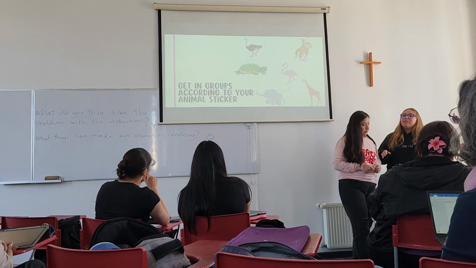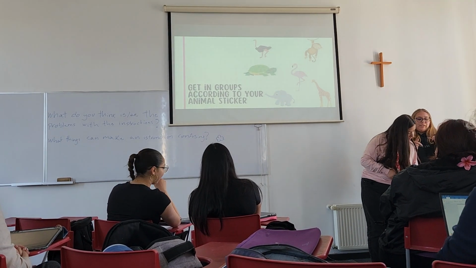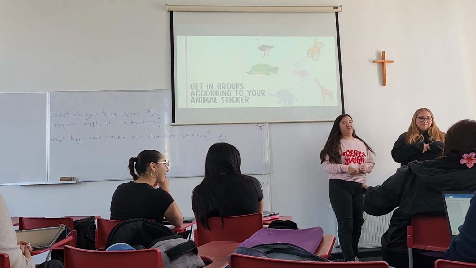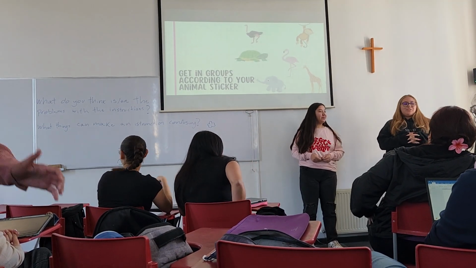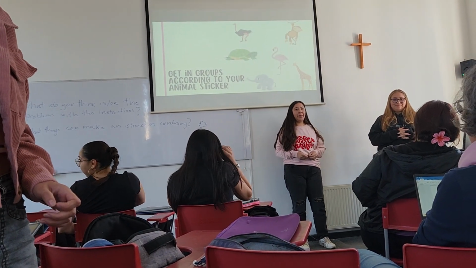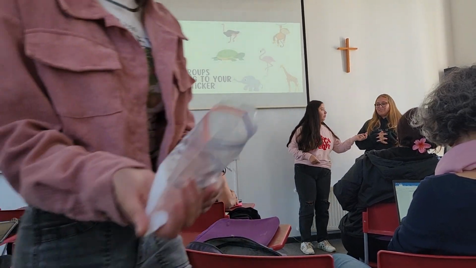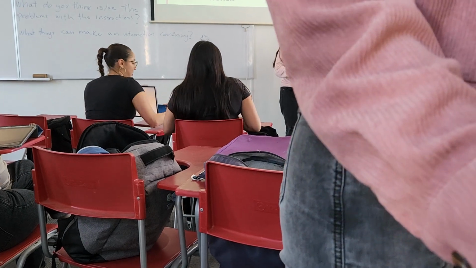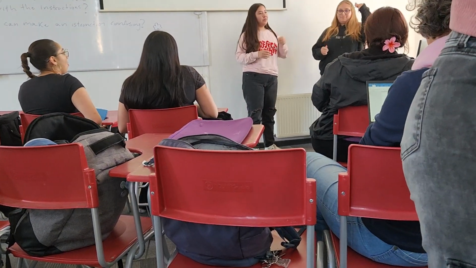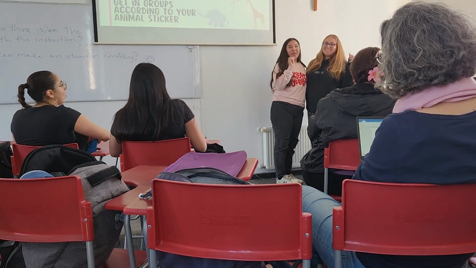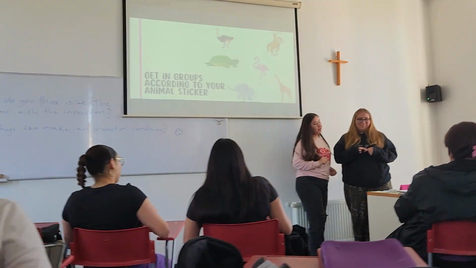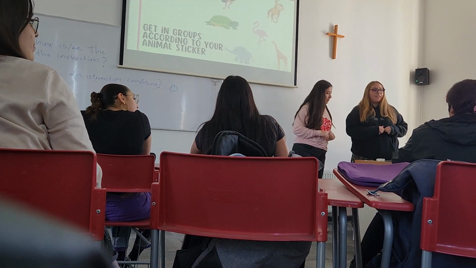You are receiving right now a sticker with a certain item, right? We need you to go and find the people that have the same animal as you. For instance, me and Valentina have a figure of colors, so we have the same one. We have to find each other and form a team to do the next activity. So please, go ahead and move and find the team.